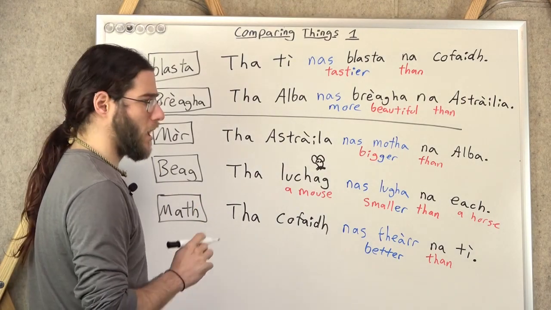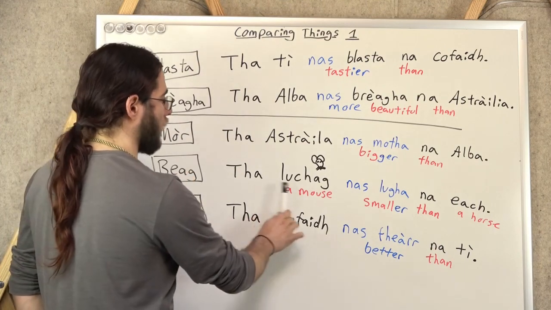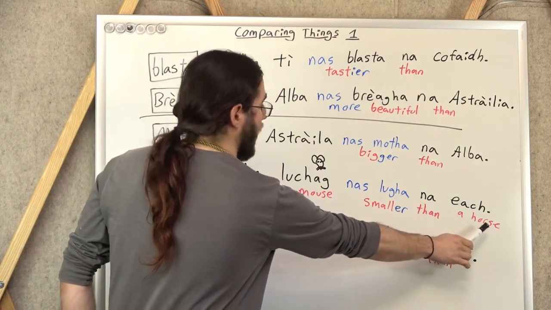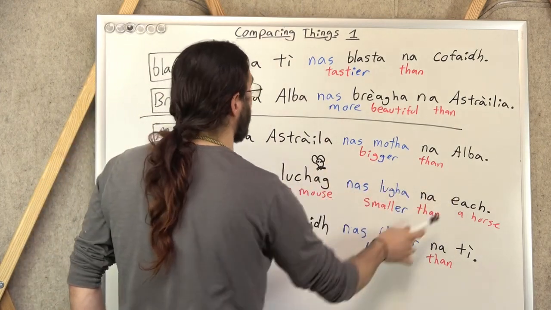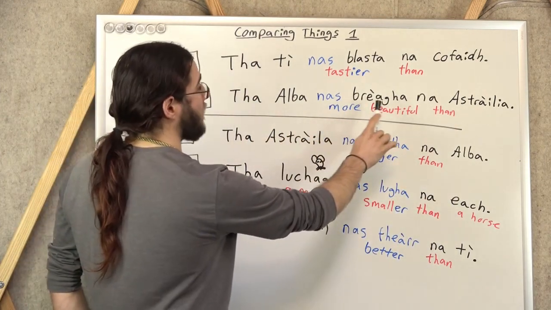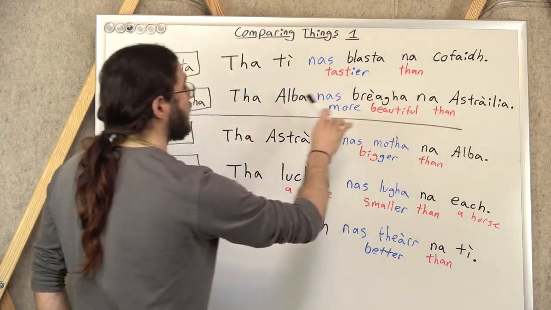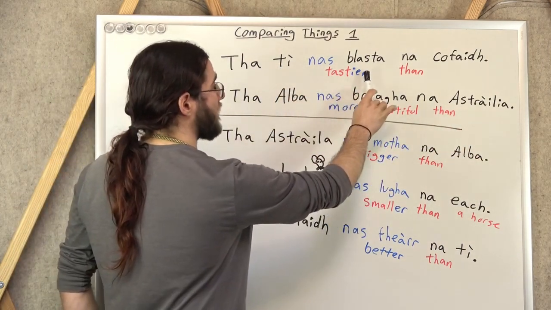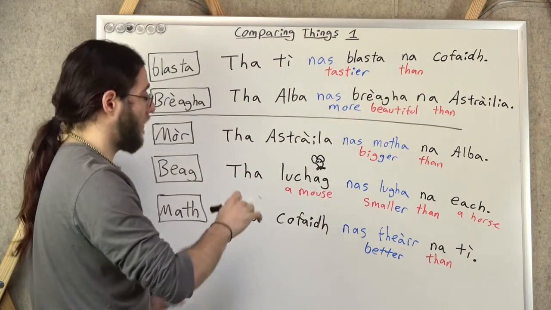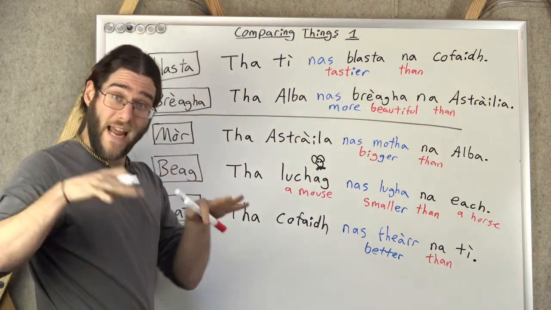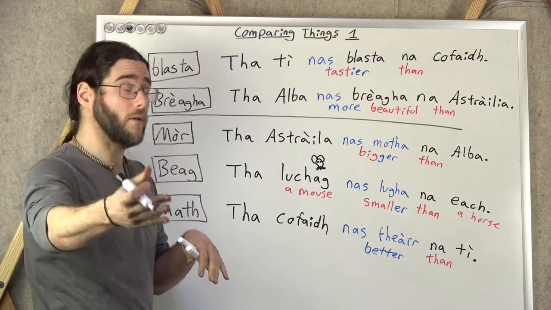Ha kofi nashar na ti. Ha luchak nas luga na ech. Ha Australia nas moa na alapa. Ha alapa nas bria na Australia. Ha tea nas blasta na coffee. Gleva. And this is how you compare things in the present, like right now, or also in the future, too.